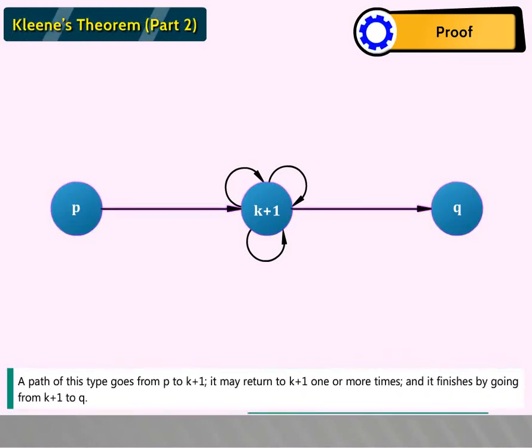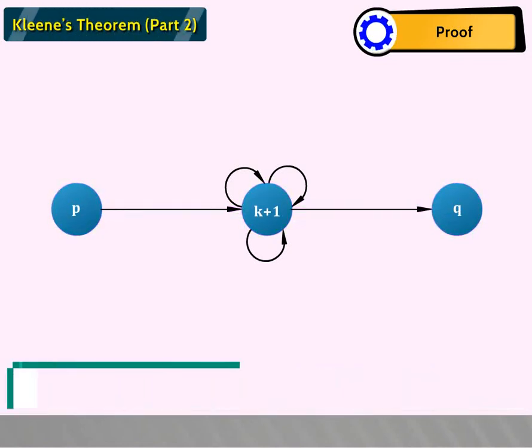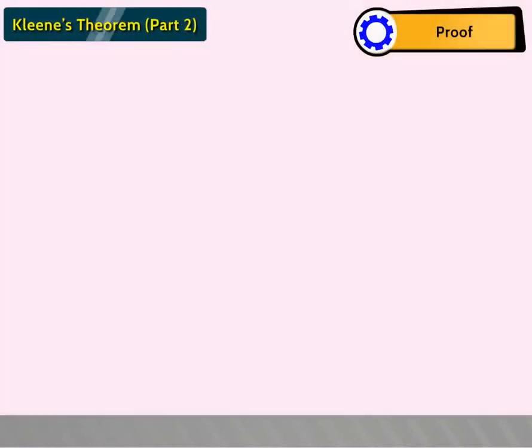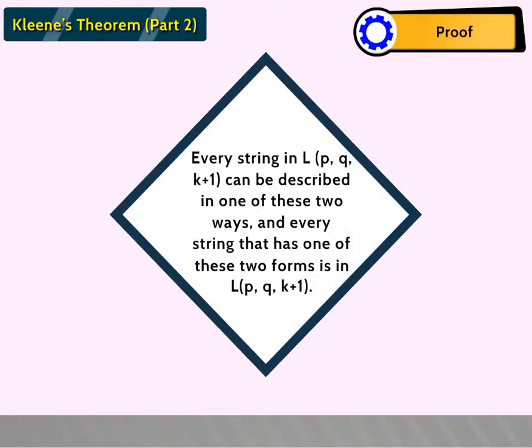A path of this type goes from p to k+1, it may return to k+1 one or more times, and it finishes by going from k+1 to q. On each of these individual portions, the path starts or stops at state k+1, but doesn't go through any state numbered higher than k. Every string in L(p, q, k+1) can be described in one of these two ways, and every string that has one of these two forms is in L(p, q, k+1).